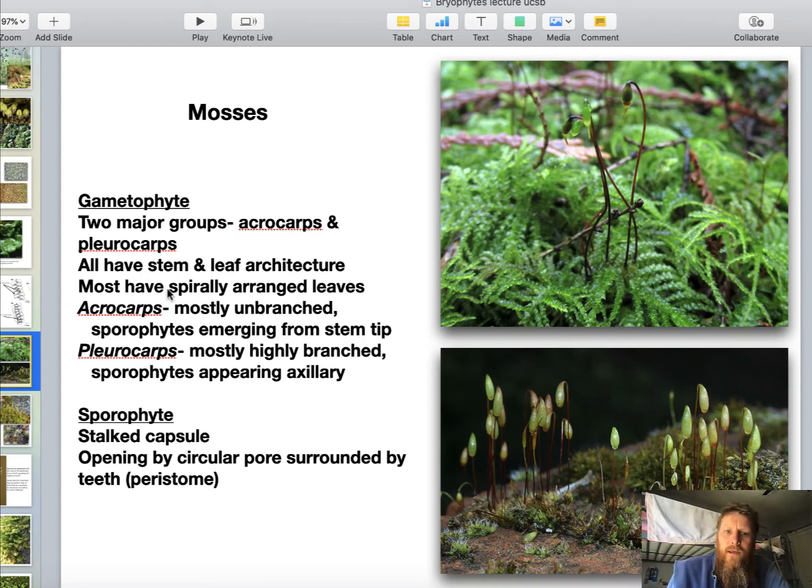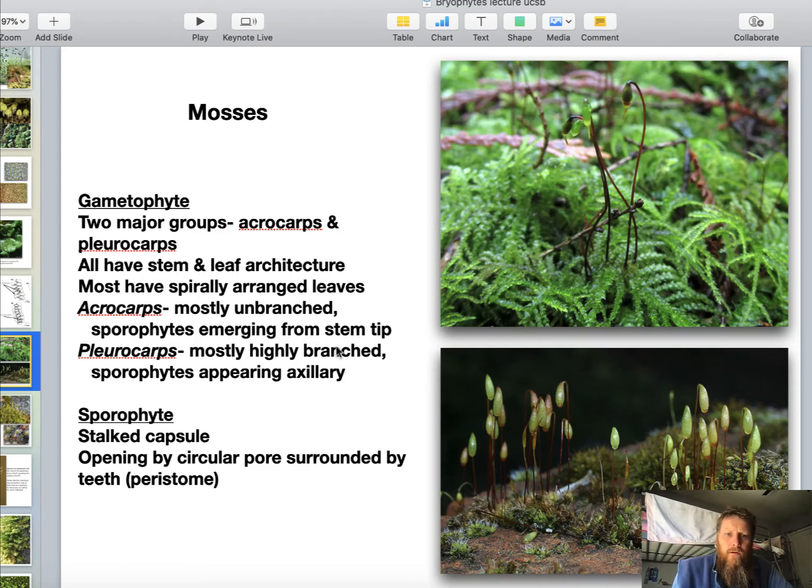Mosses all have stem and leaf architecture, so they're not thalloid. Most have spirally arranged leaves. There's a couple of exceptions of plants that have distichous leaves, sort of like an iris, where they come out in a single plane. But for the most part, they're all spiral.